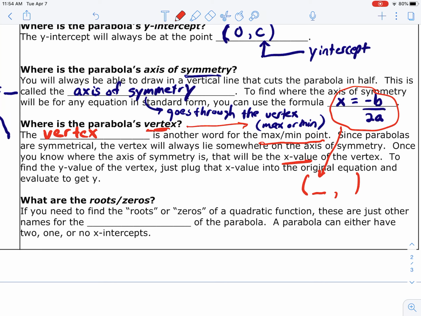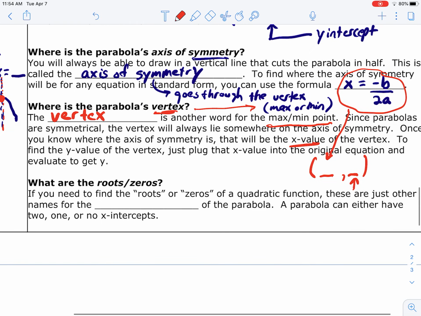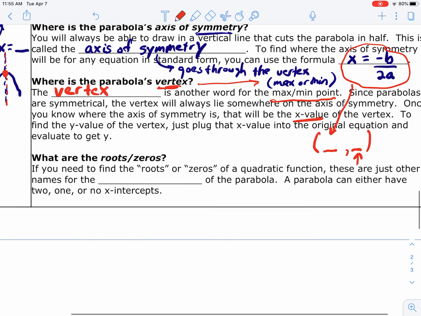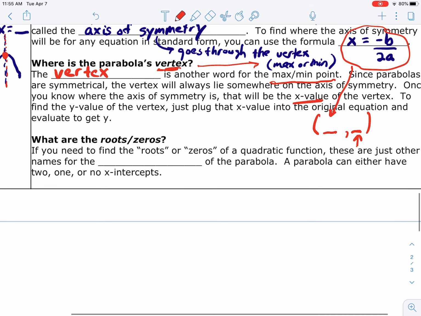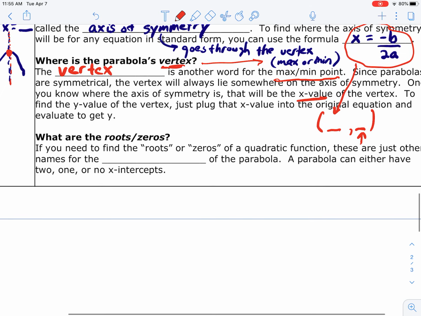And so to get the y value of our vertex point over here, we're going to have to plug that into the original equation and evaluate, like work through the order of operations to get y. So don't worry about that yet. We're going to practice that, but here are the different pieces that we're talking about.